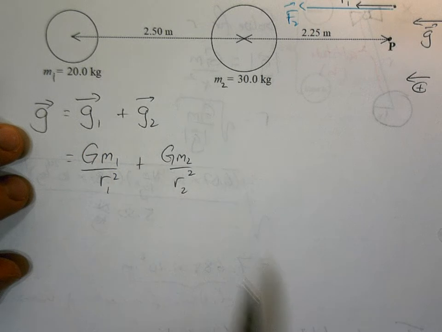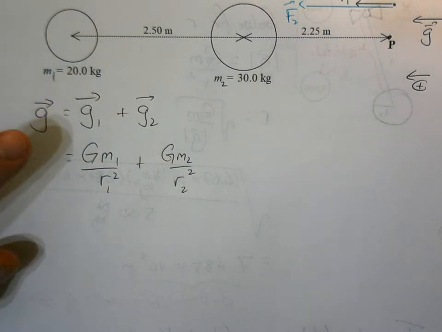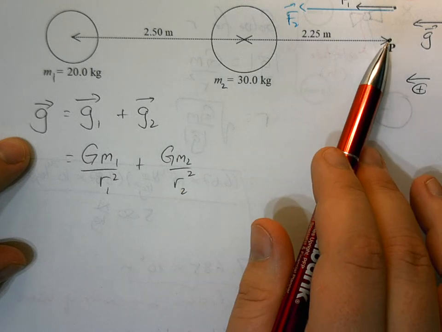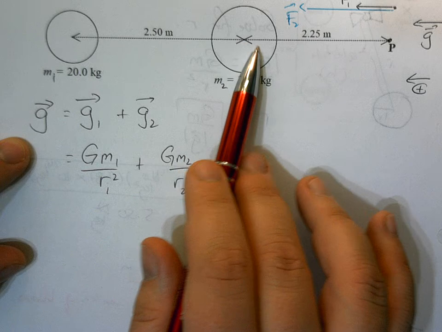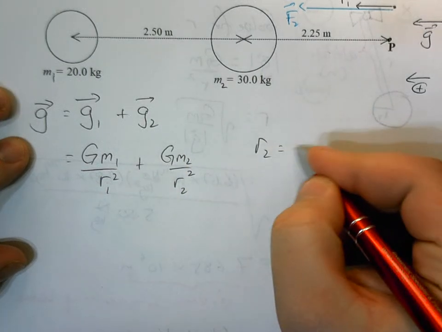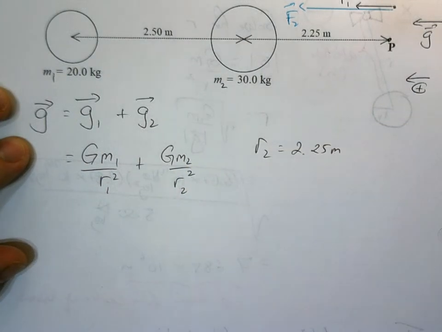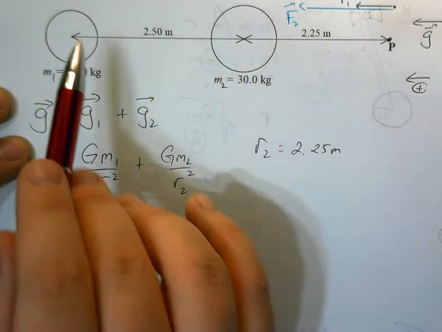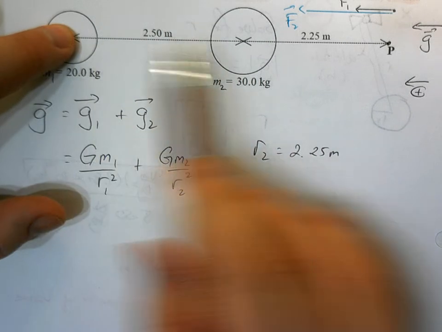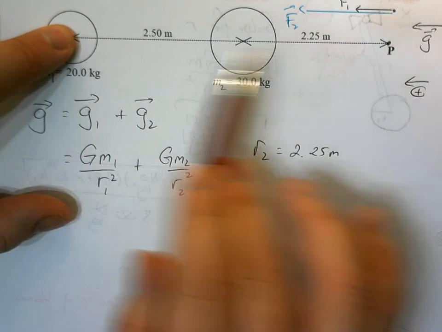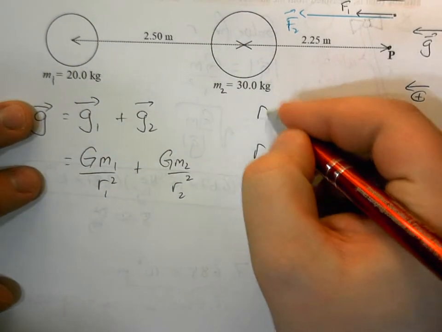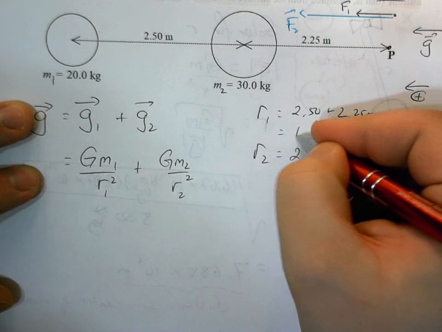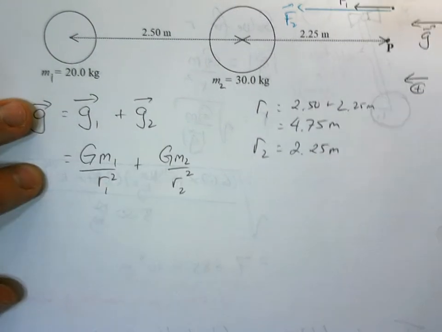The only thing we have to be a little bit careful with is the radii, or the r values. R2 is the distance between the point in question and the center of mass 2. We're told that R2 is 2.25 meters. The only one we have to watch out for is R1, because people are going to see that 2.50. But remember, we want the total distance between the center of that mass and point P. So we actually need 2.50 plus 2.25, and the total distance for R1 is going to be 4.75 meters.